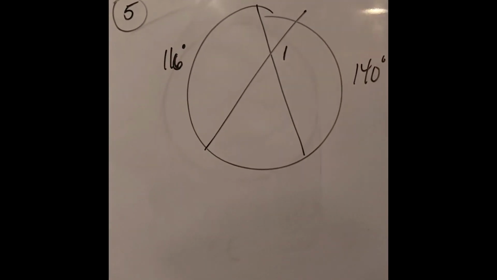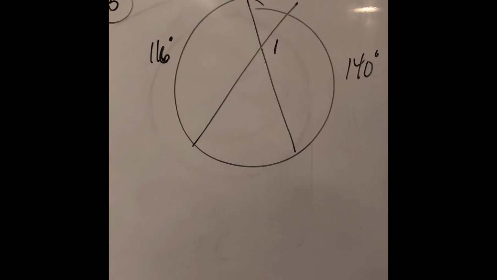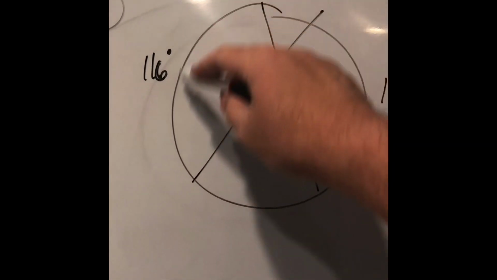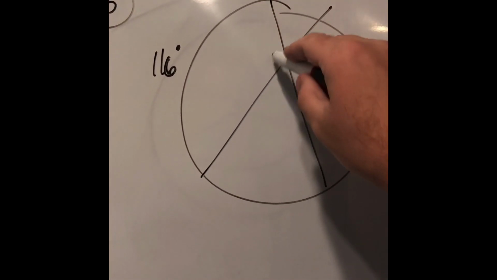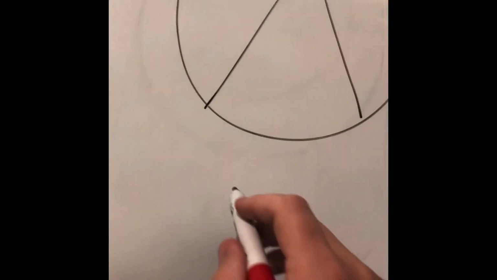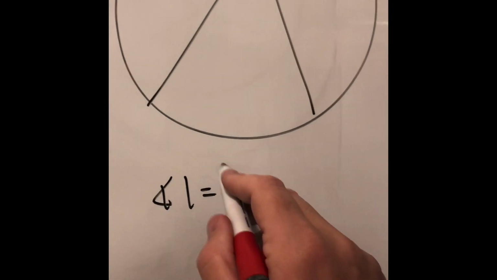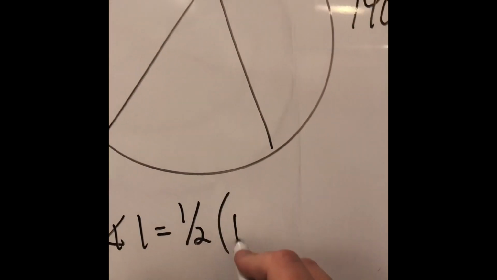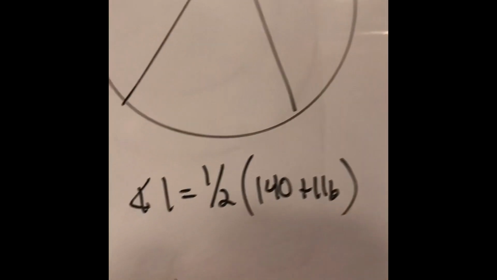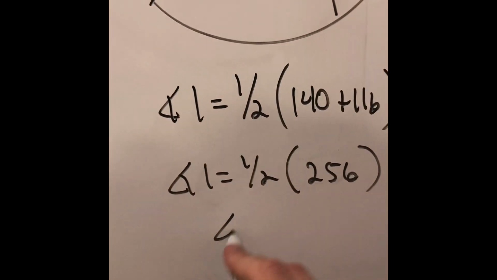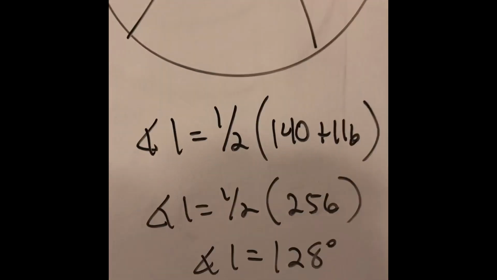Okay, nice and easy. This one is a chord-chord angle. This is number 5. Remember what a chord-chord angle is. We take the arc that the angle intercepts, add it to the arc of its vertical angle. Here's the vertical angle, and here's the arc that the vertical angle intercepts. So angle 1 is going to equal 1/2 of the sum of those two, 140 and 116. So angle 1 is 1/2 of 256, which means angle 1 is 128 degrees.